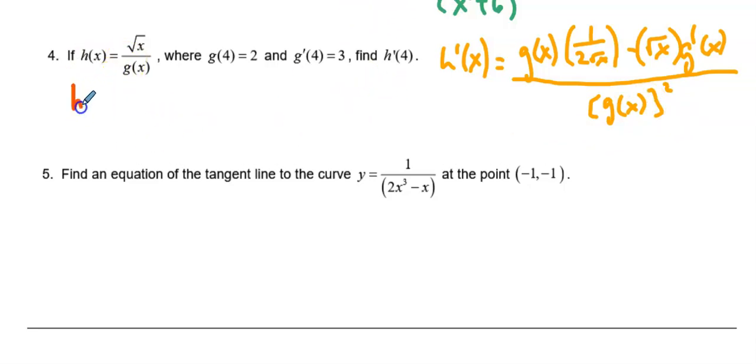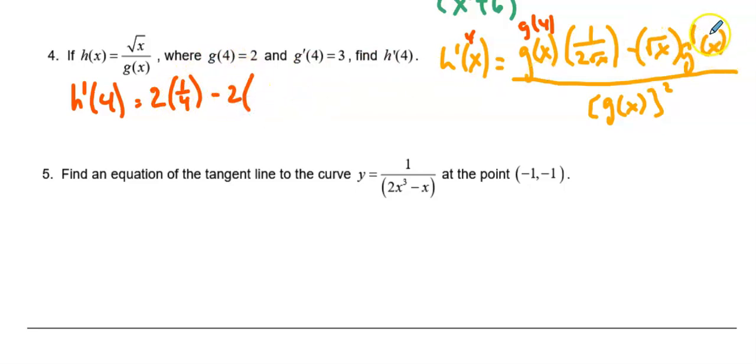And now we simply just have to plug in 4. Well, the first part here is g of 4. Well, g of 4 is given to us, it's just 2, right? So g of 4 is our first thing. So if we're putting in 4 now, that would be 2. We're going to plug in 4 here. Well, the square root of 4 is 2. 1 over 2 times 2 is 1/4. We're going to minus. We're going to plug in 4 here. The square root of 4 is just 2.